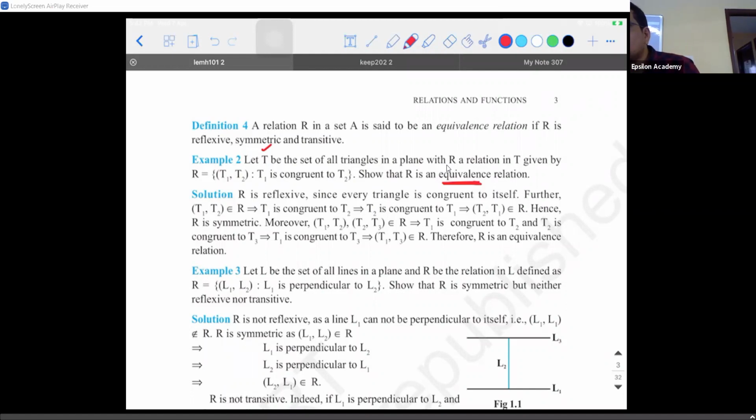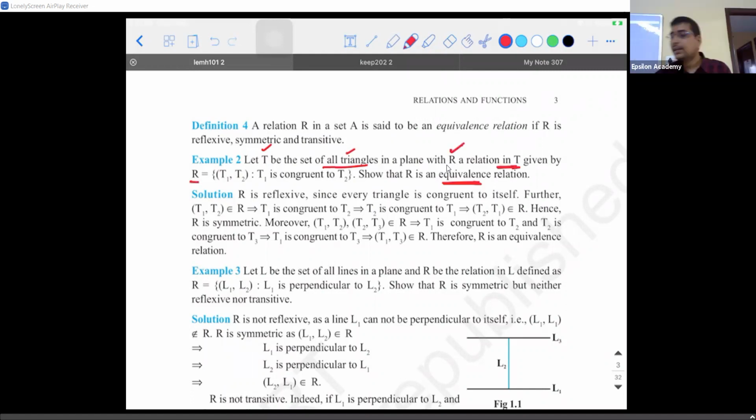That set contains what? The set contains all triangles. When they say all triangles, what is the meaning? It can consist of a scalene triangle, isosceles, right angle, isosceles right angle, anything. Okay. So, the set of all triangles in a plane, with R the relation in T, is given by what?